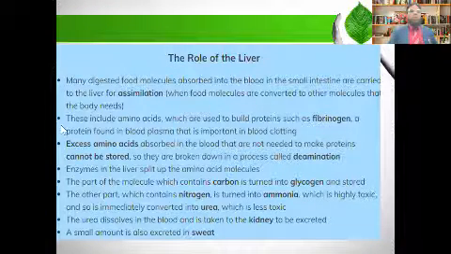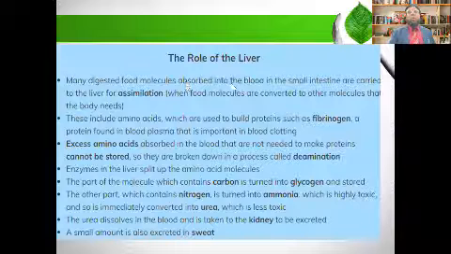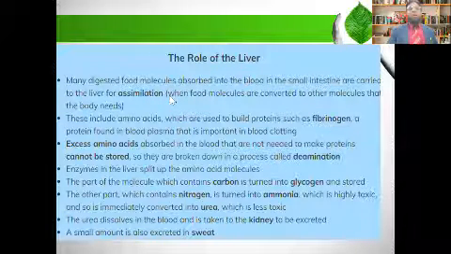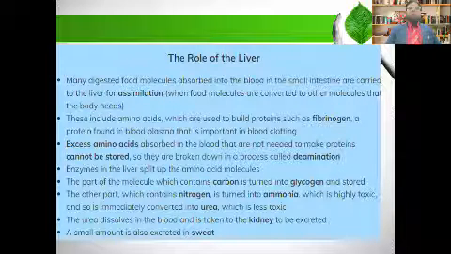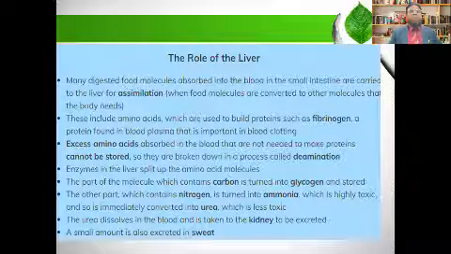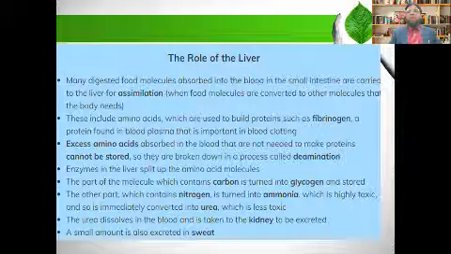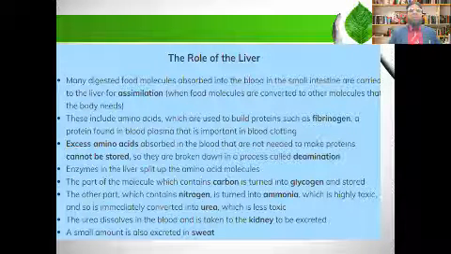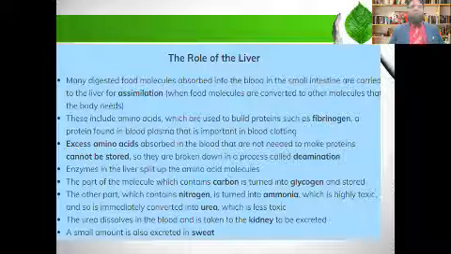See the role of the liver. What is the role of the liver? Many digested food molecules absorbed into the blood in the small intestine are carried to the liver for assimilation. When the food is to be assimilated, some compounds, specifically the products of protein like amino acids, enter the liver. These include amino acids used to build proteins, such as fibrinogen, a protein found in blood plasma that is important in blood clotting. Excess amino acids absorbed in the blood that are not needed to make protein cannot be stored.